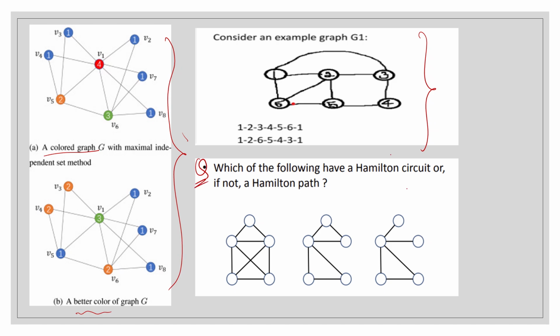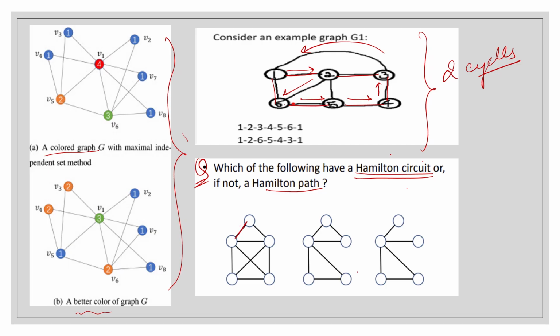Okay, first let's discuss this also. So 1 to 3, then 1 to 2 to 3 to 4, 5, 6, and 1 again. Similarly, 1 to 6, 5, 4, 3, and then 1. So these are your 2 cycles. Which of the following have a Hamilton circuit or Hamilton path, whatever you want to say?